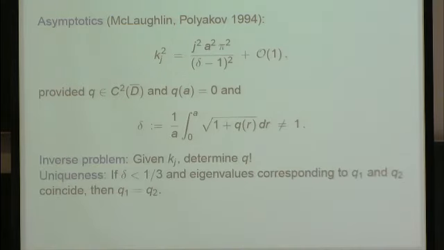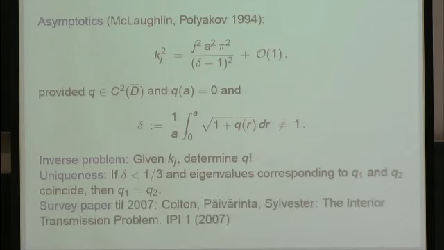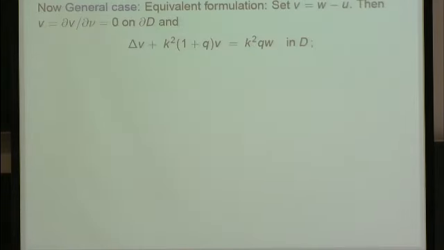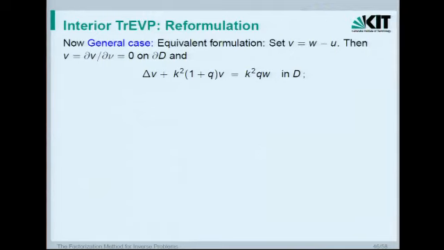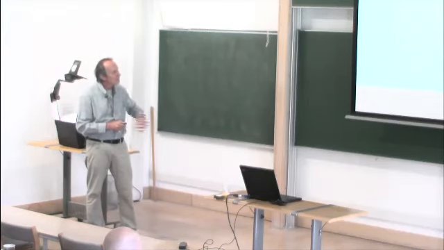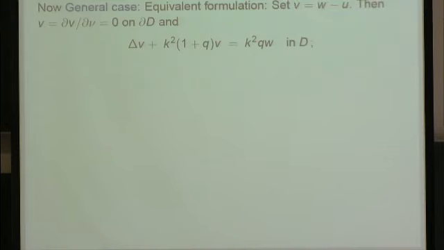A uniqueness problem. Till 2007, there is a survey paper on that. Now we want to look at the general case. If you look at the difference between W and U, call that V, then the Cauchy data of V vanish on the boundary, because the Cauchy data coincide there. If you set up the differential equation for V, you come up with this inhomogeneous equation. V corresponds to the scattered field, so it is also inhomogeneous.